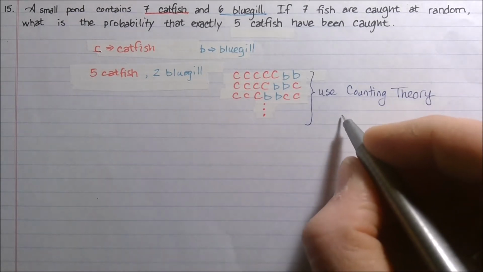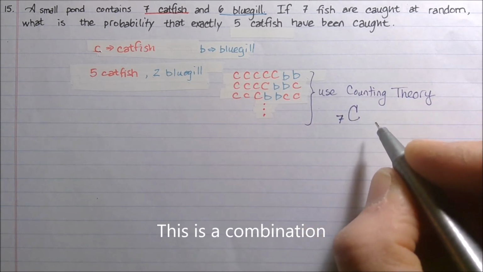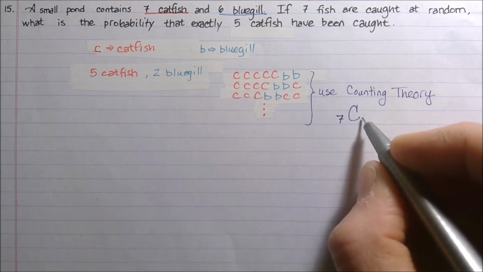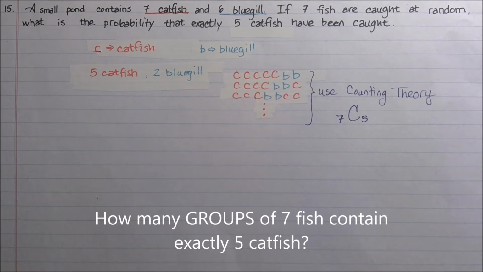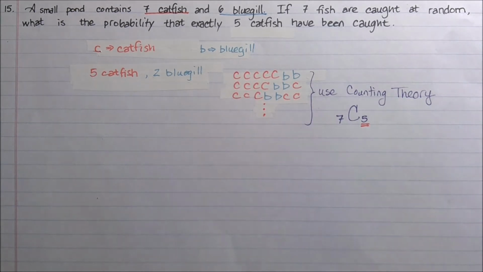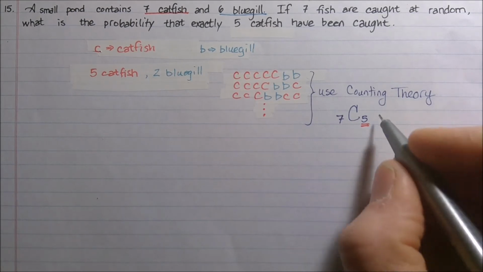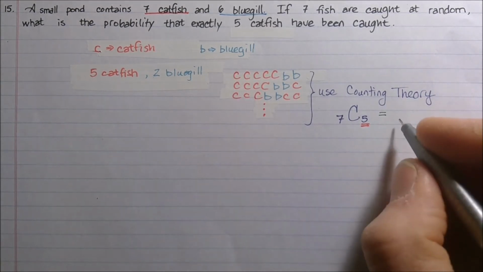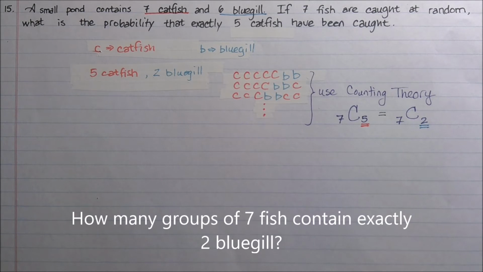So it's a group of 7. I've got 7, and I want to choose from them, it's a combination, a group of 5 catfish. So how many different ways can I get a group of 7 that contains 5 catfish, right? So here's my 5 catfish. Of course, from our studies, you probably remember that this is equal to having a group of 7 and choosing 2. That would be if we looked at just the ways to choose 2 bluegills in that group of 7. These numbers will be equal.